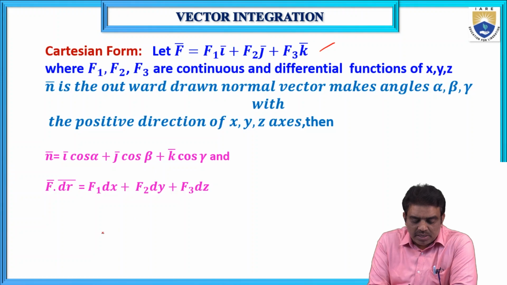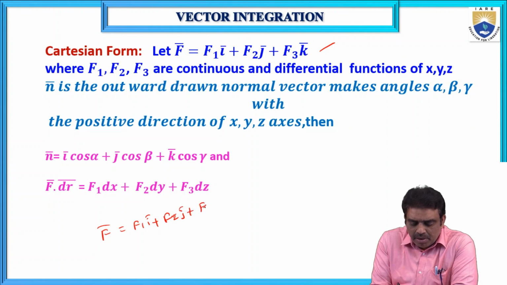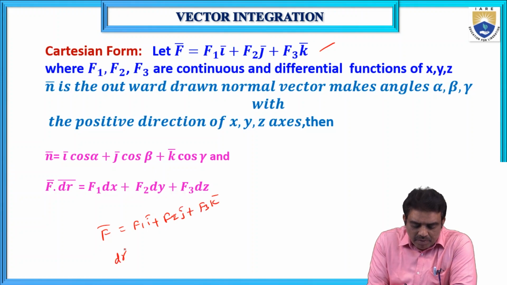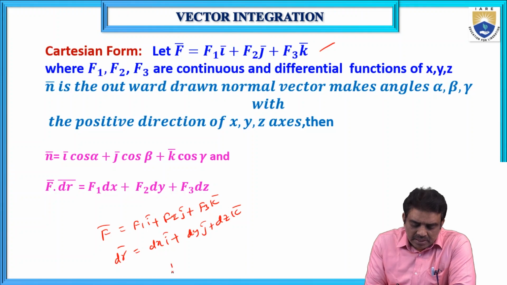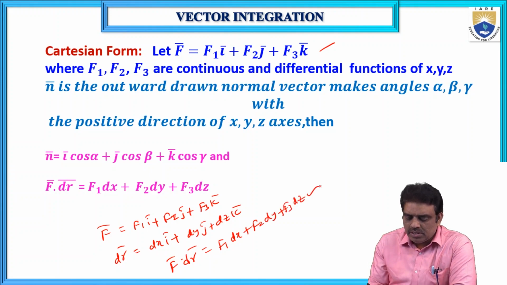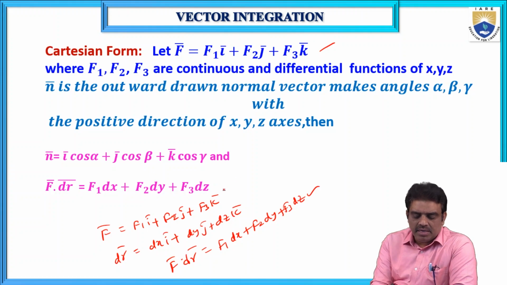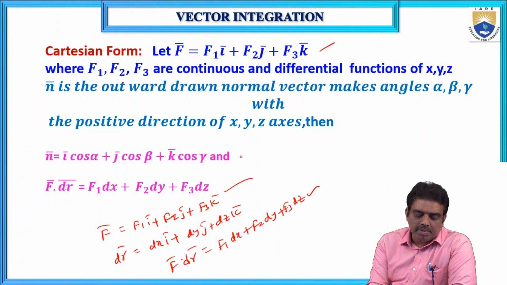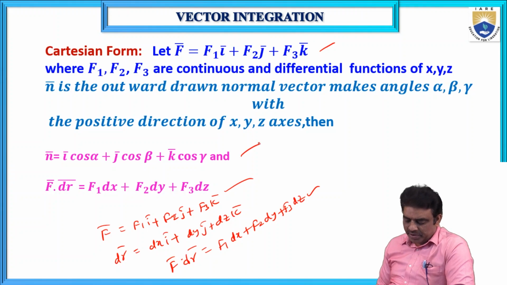Now f bar dot dr bar. We know f bar is f1 i bar plus f2 j bar plus f3 k bar, dot dr bar. What is dr bar? That is dx i bar plus dy j bar plus dz k bar. Then f bar dot dr bar is equal to f1 dx plus f2 dy plus f3 dz. So this is f bar dot dr bar, and n bar is the outward normal vector to the surface.